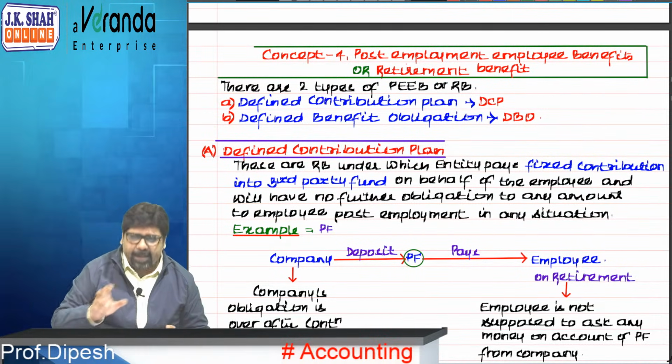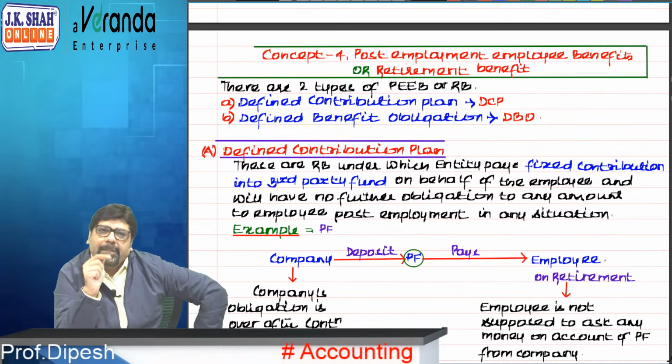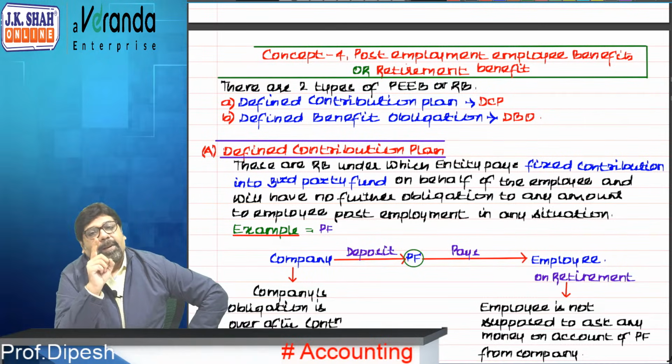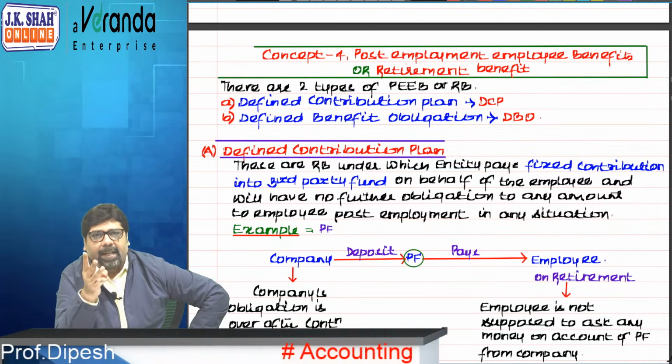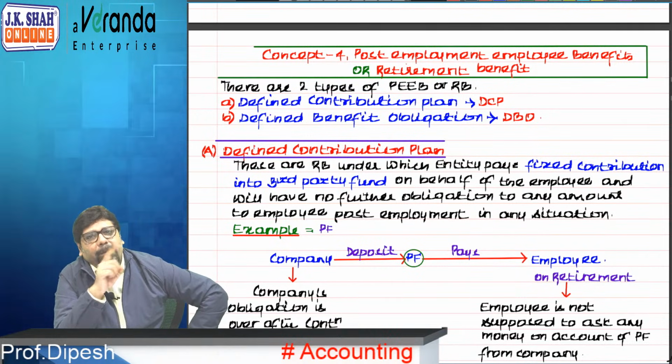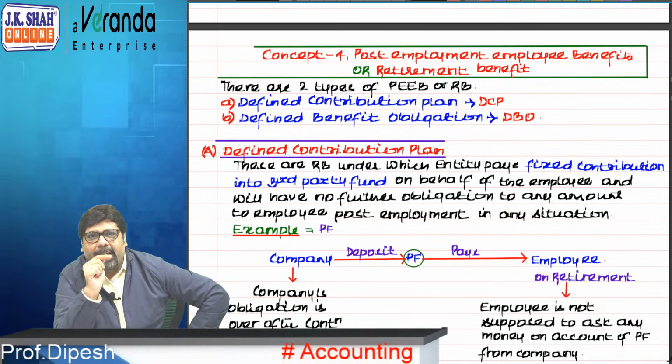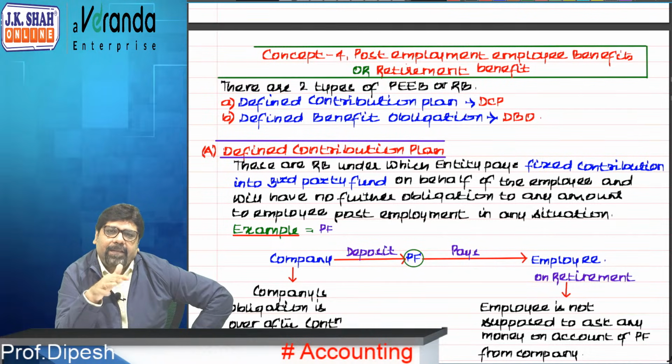Suppose that fund runs for 5 years. So every month if I am contributing 5,000, 1 year how much I have contributed? 60,000. Correct, sir. 5 years how much I have contributed? So 60,000 into 5, 3 lakhs. Very good. So employee should get how much? Sir, 3 lakhs. Should employee get 3 lakhs or more than 3 lakhs? So logically more than 3 lakhs because 5 years ka interest also.